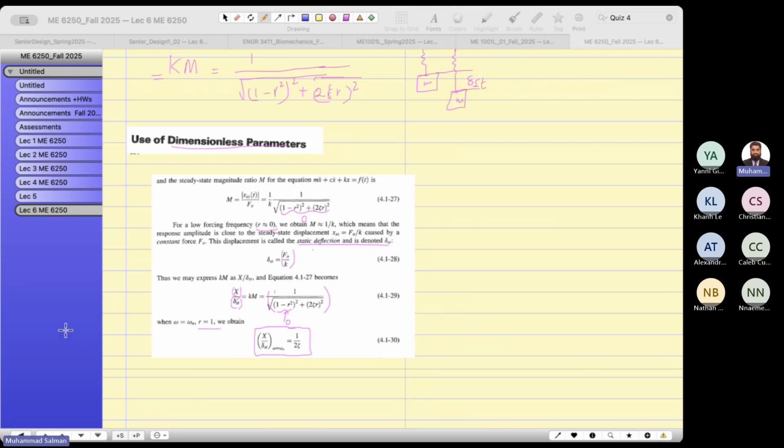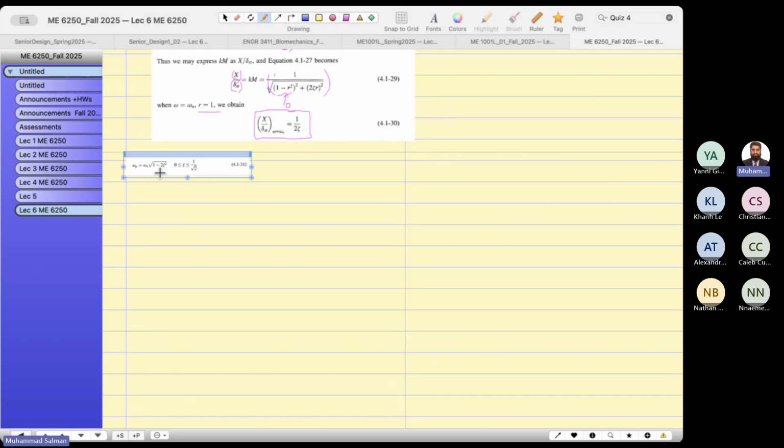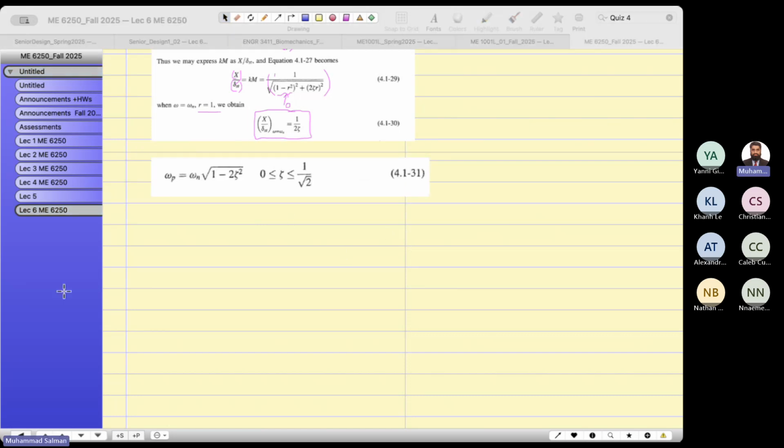Another formula that is useful: what is the peak frequency, or the damped natural frequency? The peak frequency is a little bit less than the resonance, a little bit smaller, because you are subtracting. Suppose zeta is 0.1, then omega p is a little bit smaller than omega n. Let me show you a graph so that you will understand more clearly.